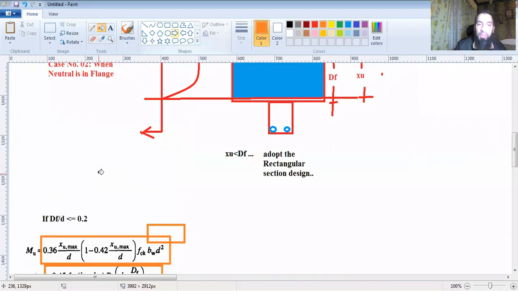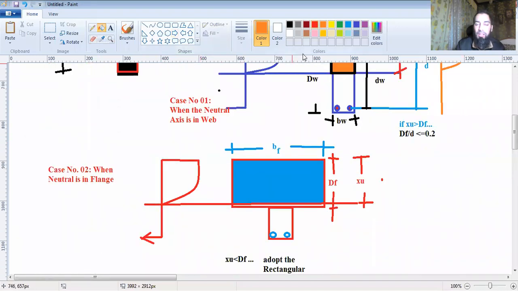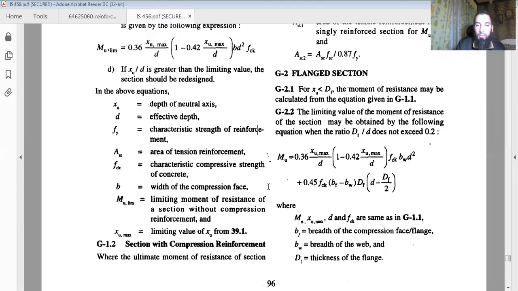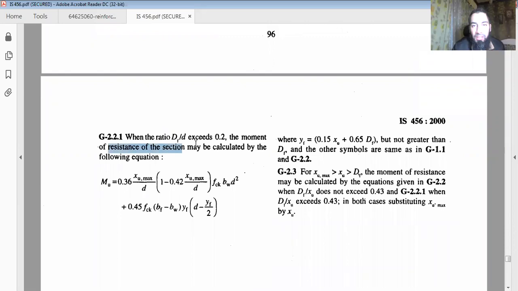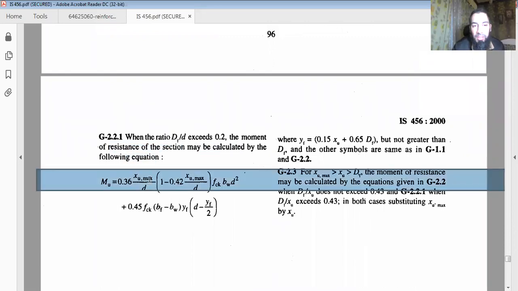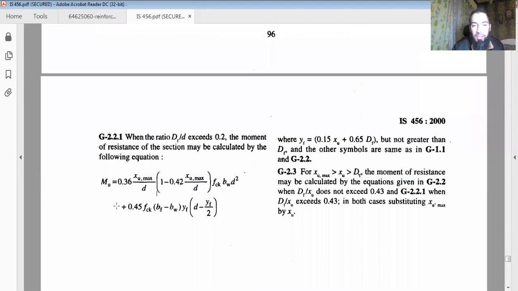तो ये equation बनती है once you have Df by d less than or equal to 0.2. Then next is if you now have Df by d exceeding 0.2, the moment of resistance of the section may be calculated by the following equation. Mu is 0.36 xu max by d. So let me again copy paste this.